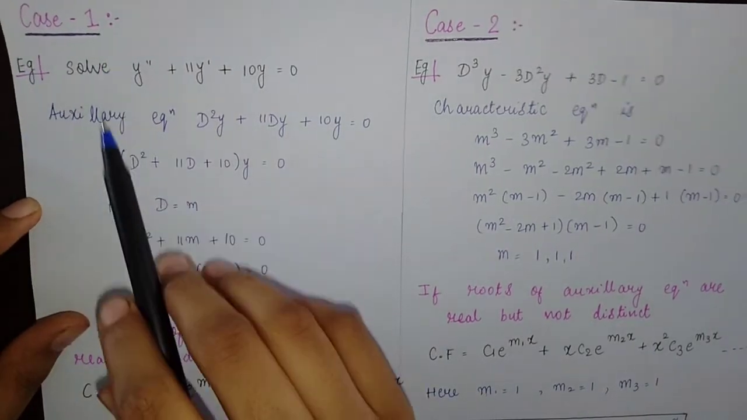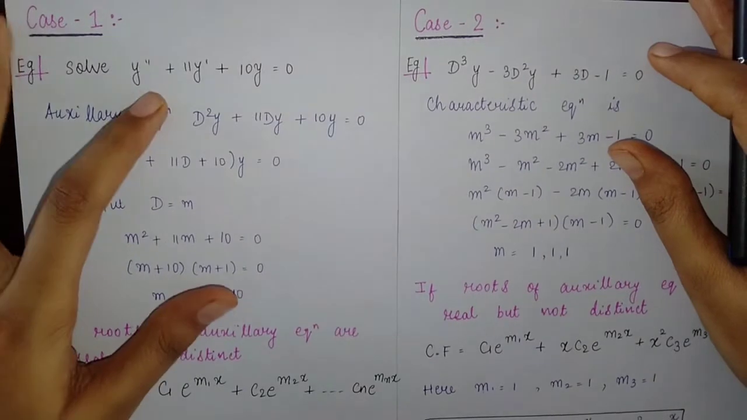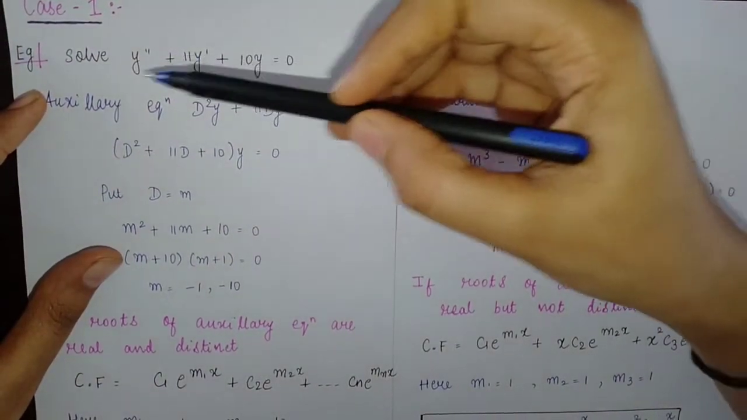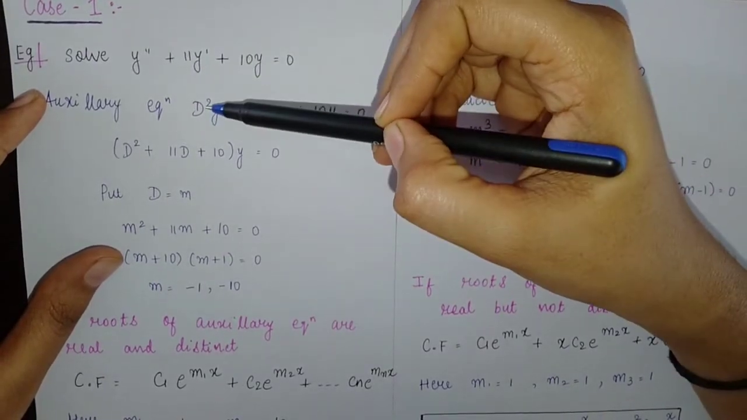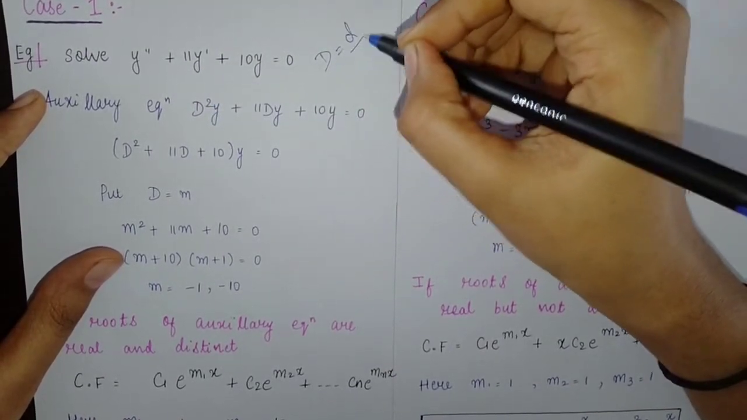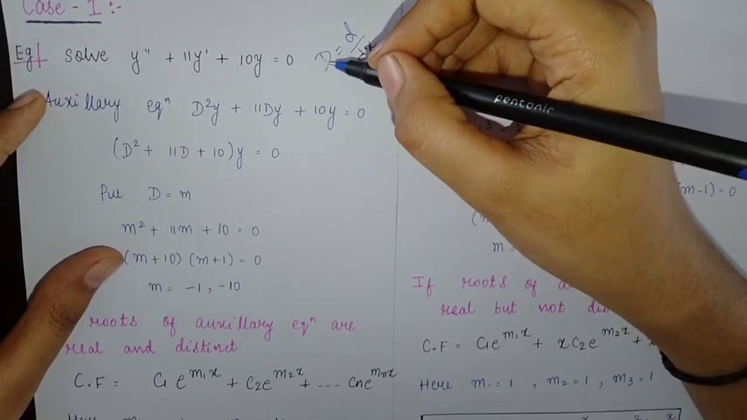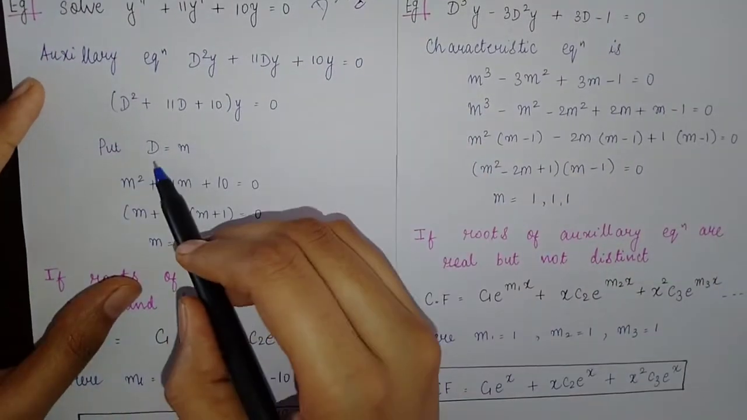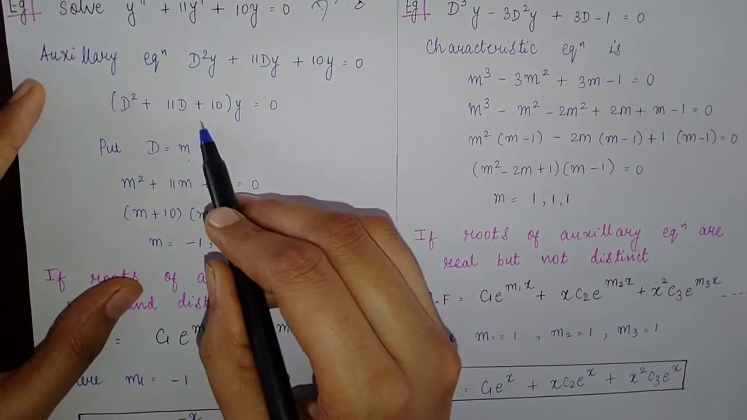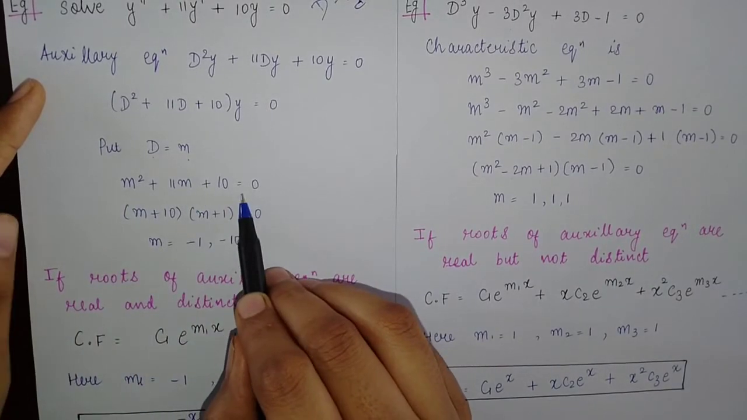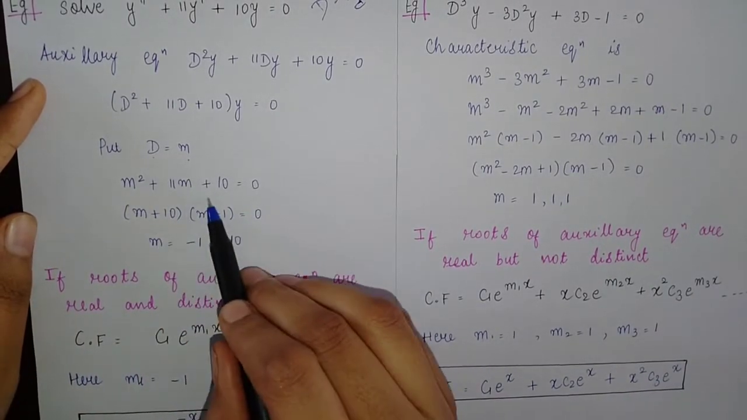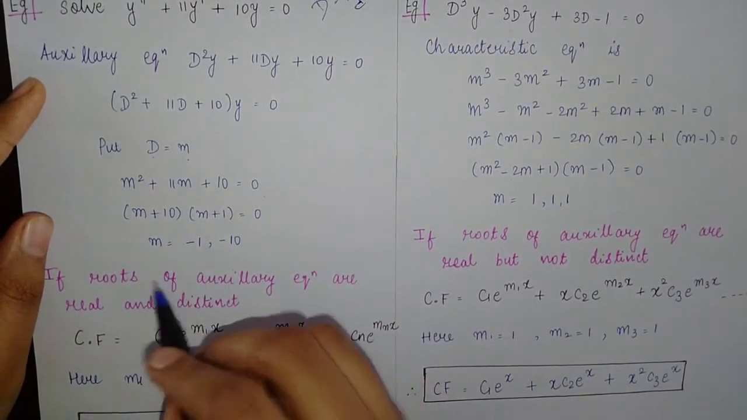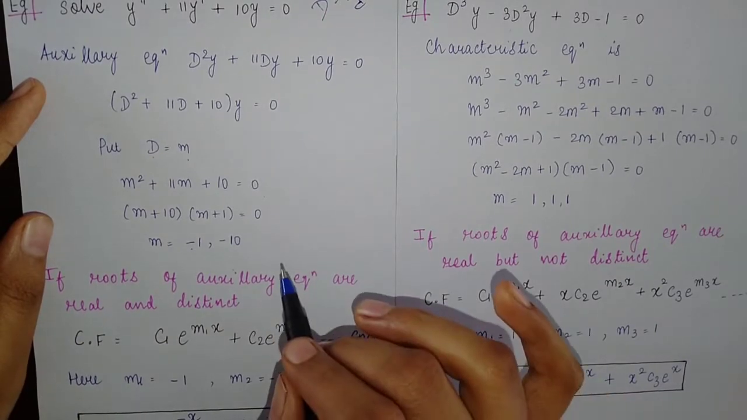Case number 1: whenever you are given such an equation, for example solve y double dash plus 11y dash plus 10y. Here y double dash is nothing but D square, and D is nothing but d by dx. Always remember that capital D is nothing but d by dx. If you put capital D equal to m in this equation, you will get the characteristic equation m square plus 11m plus 10 equal to 0. Further factoring it, you will get m equal to minus 1 and minus 10.